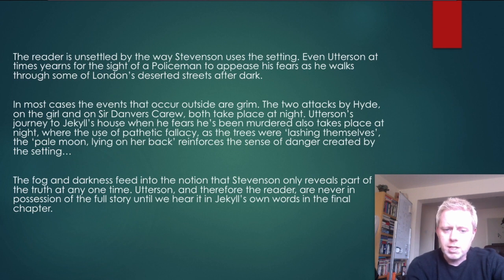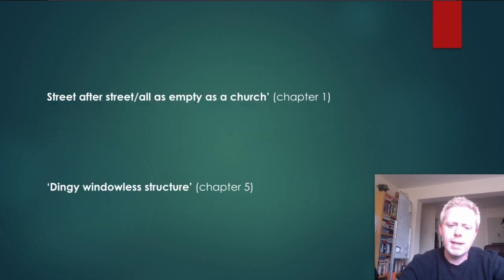The fog and darkness feed into the notion that Stevenson only reveals part of the truth at any one time. Utterson, and therefore the reader, are never in possession of the full story, until we hear it in Jekyll's own words in the final chapter. That's intrinsically linked, the narrative with setting. Okay, a couple of quotations.